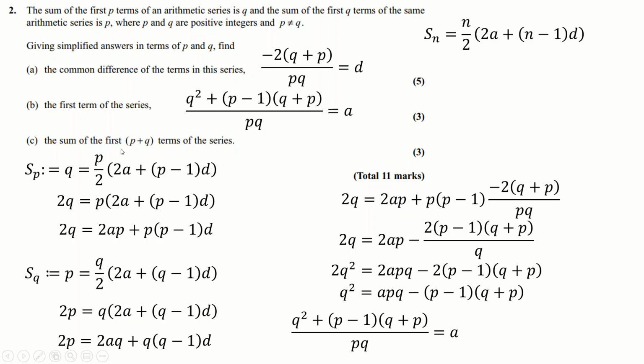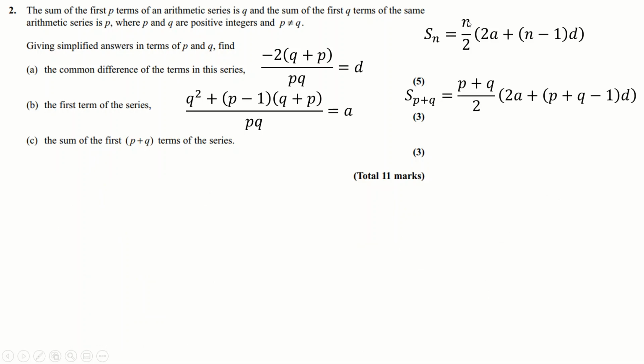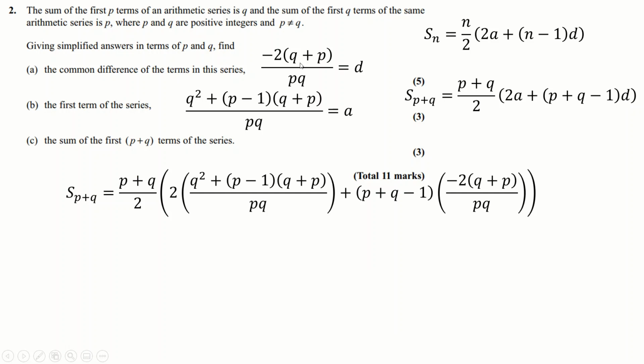And now the sum of the first p plus q terms, well, that's just what happens when you do s, the sum of p plus q. So I'm just going to go into here and make n p plus q, except I can also of course make a this and d that, and that's going to give me something that just has p's and q's in it. And again, this is even more of a mess than anything we've seen before. Just deal with it very slowly and very carefully.